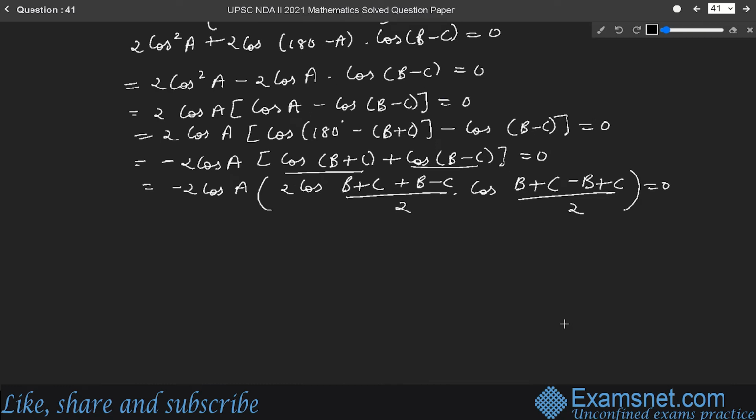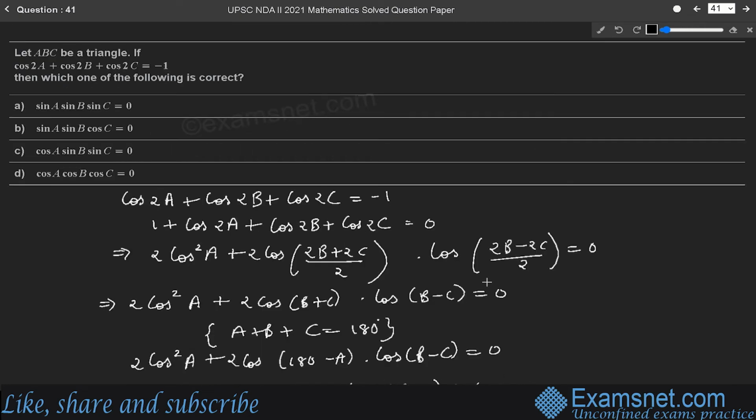On further solving this, we will get minus 4 cos A into cos B into cos C equals 0, or we can say that cos A into cos B into cos C equals 0. So this is the required expression for the given question, and this is the correct one among all the options. From the options, the correct option is option D: cos A into cos B into cos C equals 0. I hope this question is clear to you.